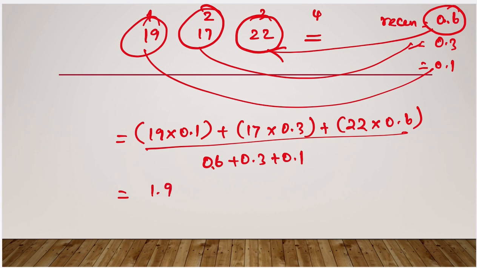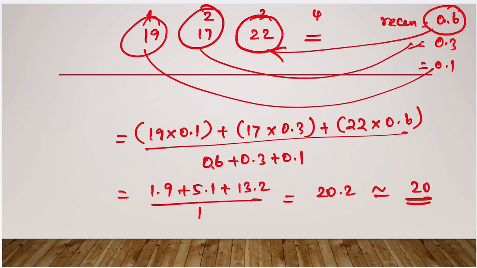What would come then? 1.9 plus 5.1 plus 13.2 by 1. The final answer would be 20.2, otherwise 20. This would be the forecast. Likewise you should do for all the others. You will get forecasts of 24, 20, 24.5. I will write the same answer, 24.5 and 27.7. Just check.